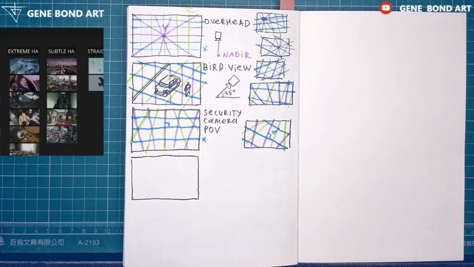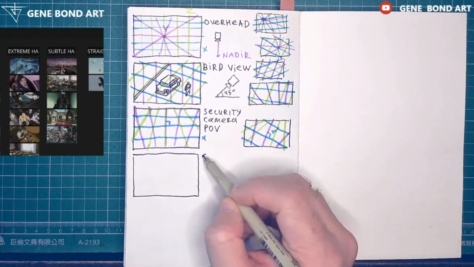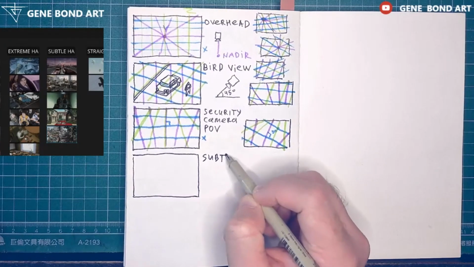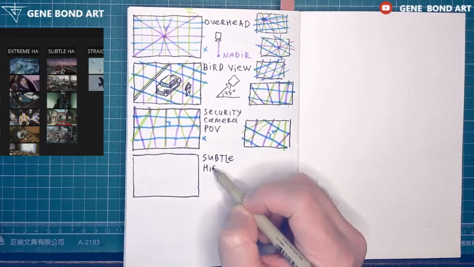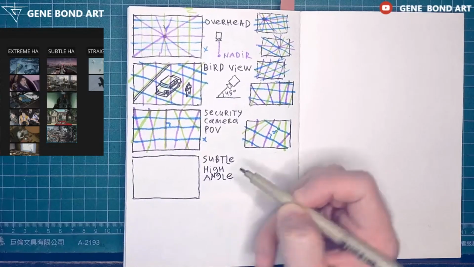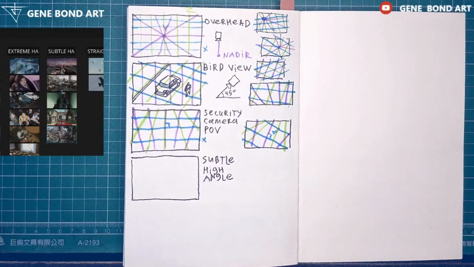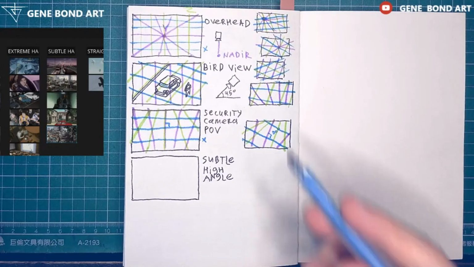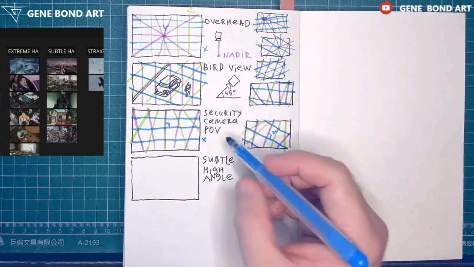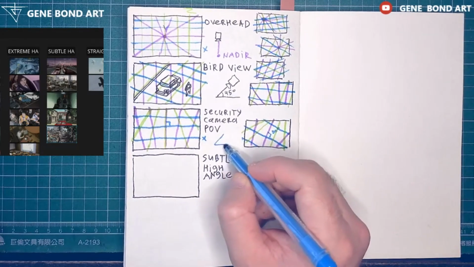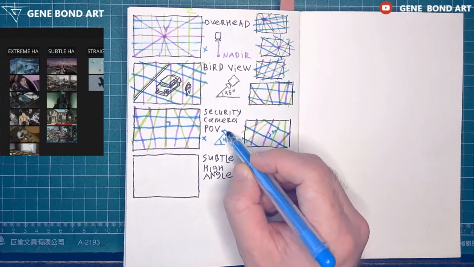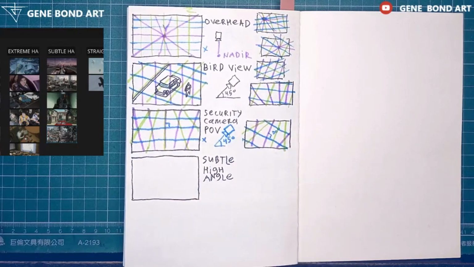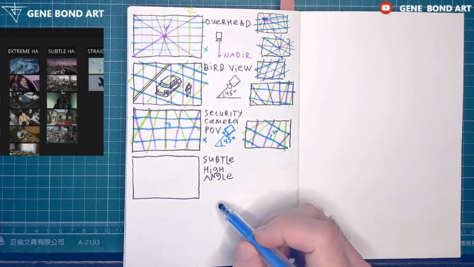So then we have subtle high angle, high angle. And this type of downshot, where it also can be like 45. Yes, this is all about 45, let's say. In general, it's about a 45 angle.